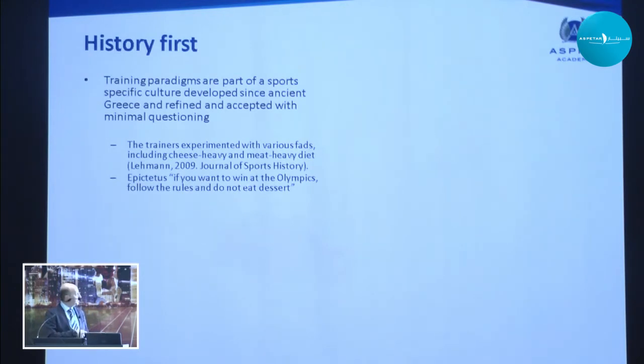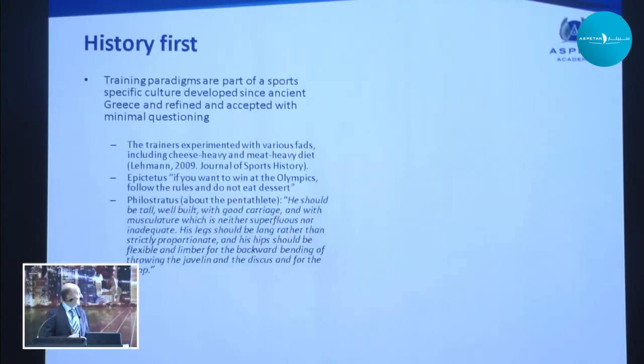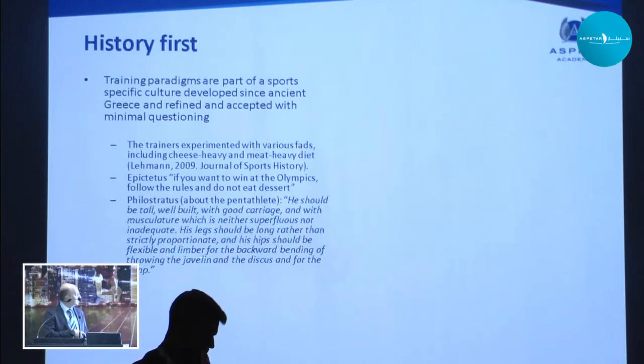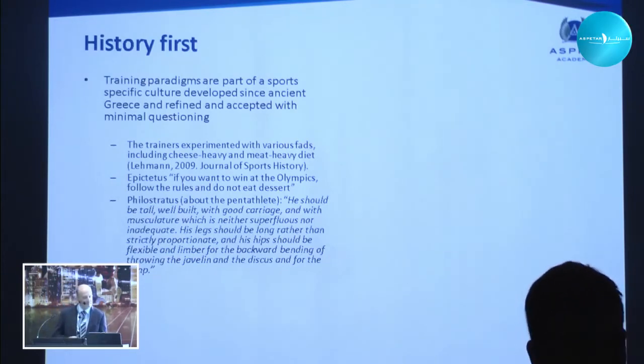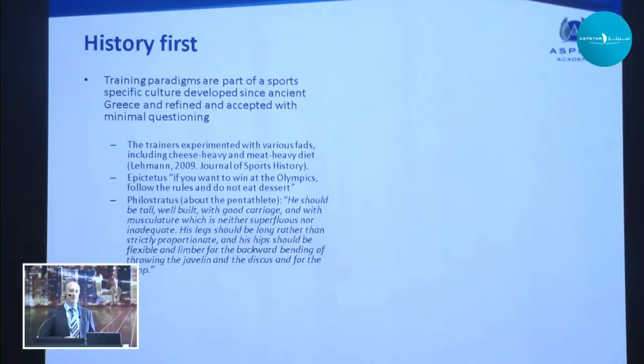Epictetus said that if you want to win at the Olympics, you have to follow the rules and you don't eat dessert, which is what nutritionists say these days. We know that if you want to be a pentathlete, you have to have certain anthropometric structures, and you should do certain things in training to make sure you can bend and limber for backwards bending of the throwing of the javelin. So good strength and conditioning advice.